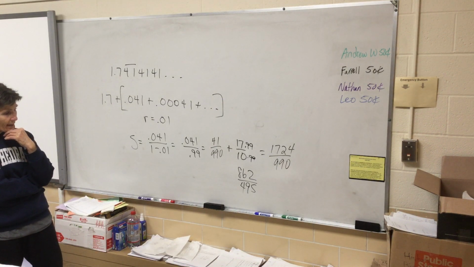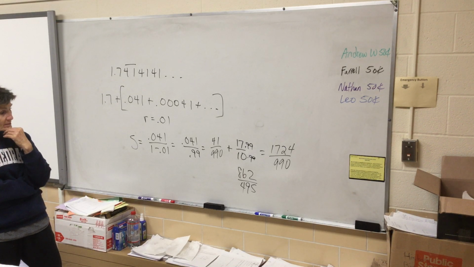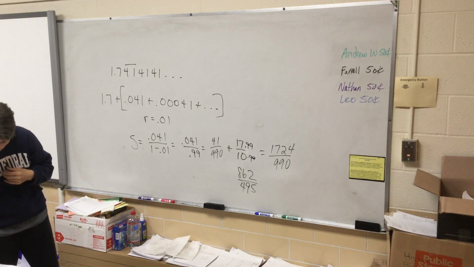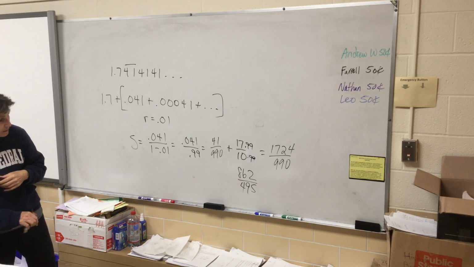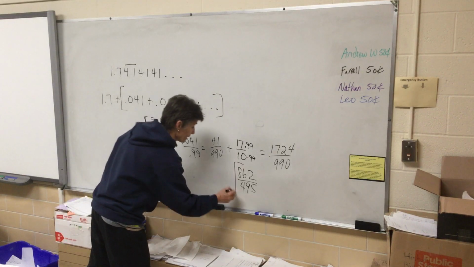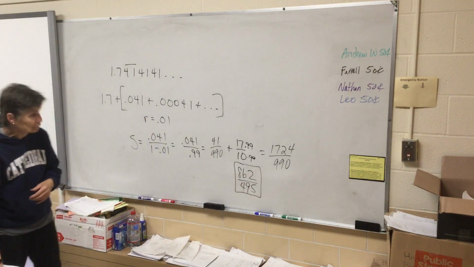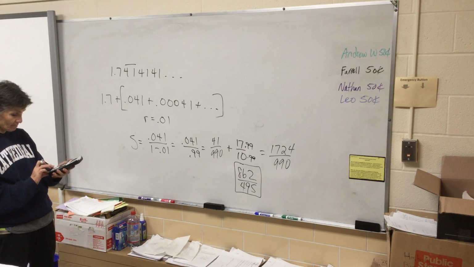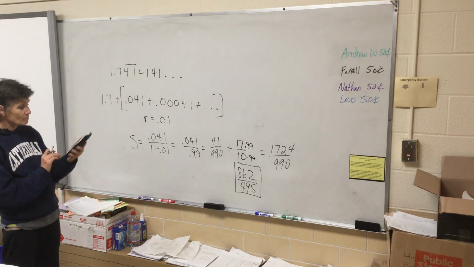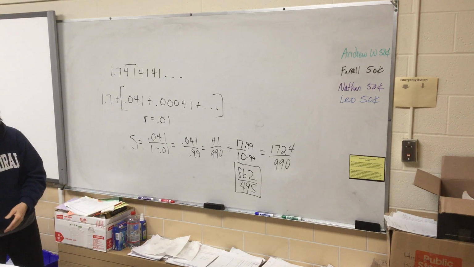Does 3 go into that? Nope. 5 doesn't go into that. I think we're done. Yep, I think we are done with that. So that should be our answer. Let's double check. 862 divided by 495. Yep, it gives me the decimal that I wanted.